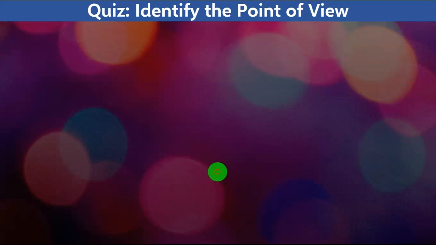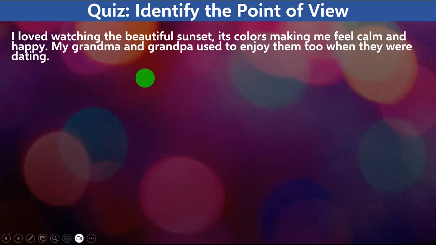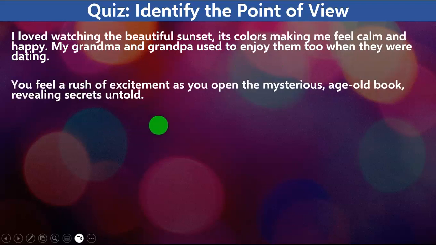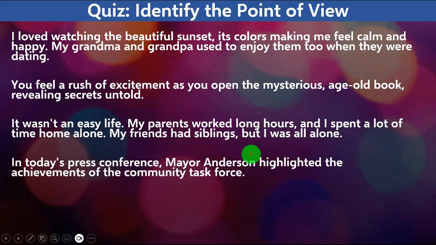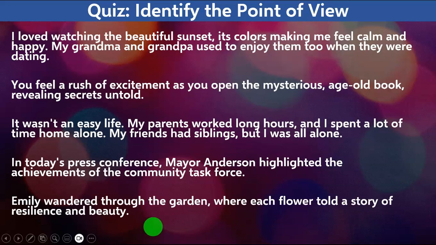So here are the 5 situations. First one, I loved watching the beautiful sunset, its colors making me feel calm and happy. My grandma and grandpa used to enjoy them too when they were dating. So that's the first one. Second, you feel a rush of excitement as you open the mysterious age-old book revealing secrets untold. Number 3, it wasn't an easy life. My parents worked long hours and I spent a lot of time home alone. My friends had siblings, but I was all alone. Number 4, in today's press conference, Mayor Anderson highlighted the achievements of the community task force. And finally, Emily wandered through the garden where each flower told a story of resilience and beauty.